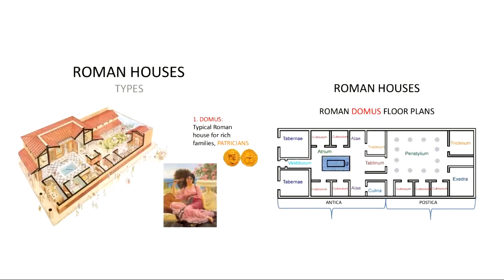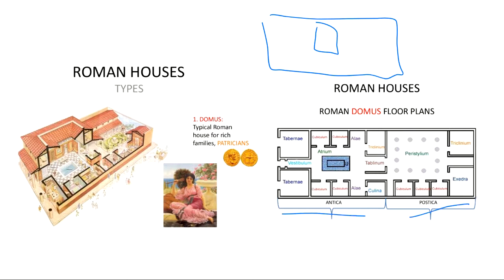So if you're studying architecture, most likely you'll eventually do a design where you have the courtyard, because it's a very easy technique to design a house. It's a very clear, easy way of creating the design. So here you have your two sides, the antica and the postica, so the front and the back.